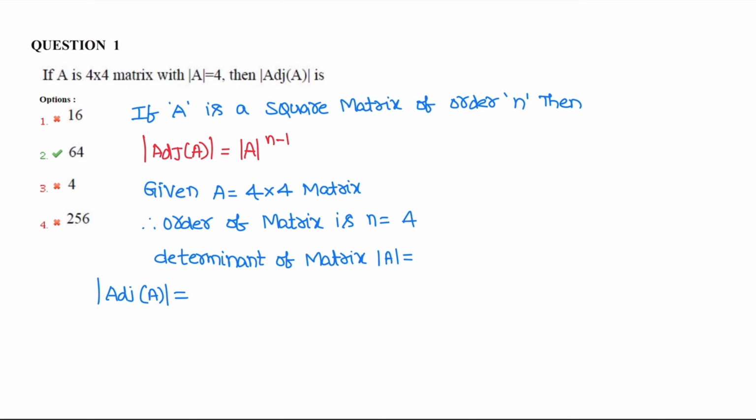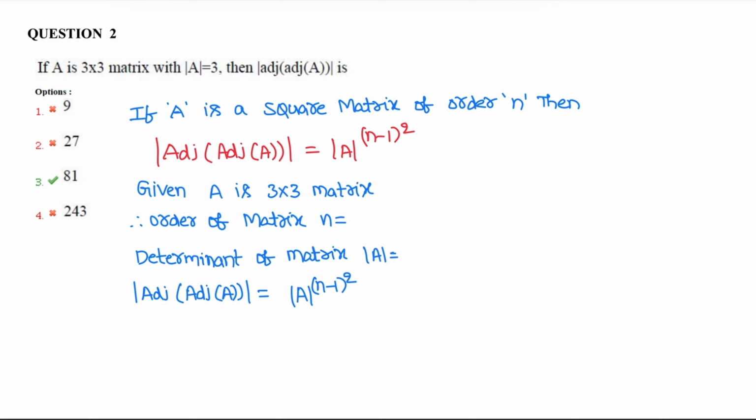Also given the determinant of the matrix is 4. Then determinant of adjoint A is mod A power n minus 1, that is 4 power 4 minus 1, 4 cube, it is 64. The correct answer is option 2.